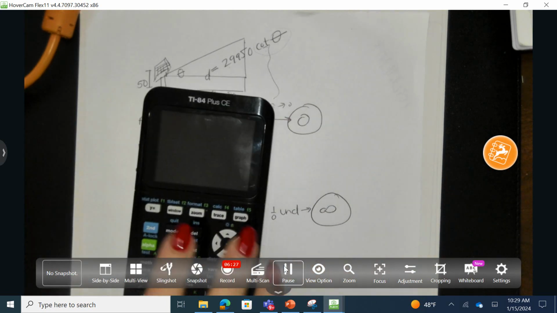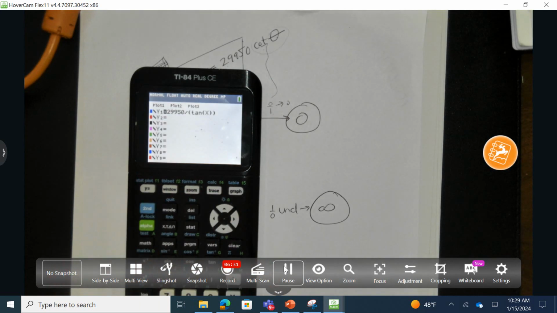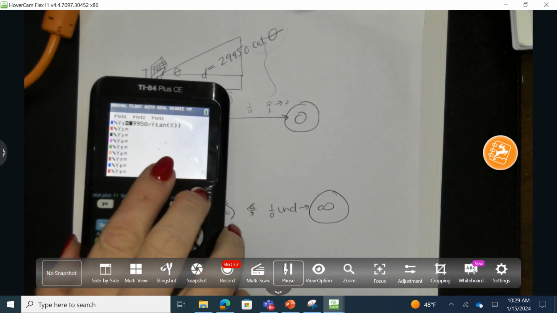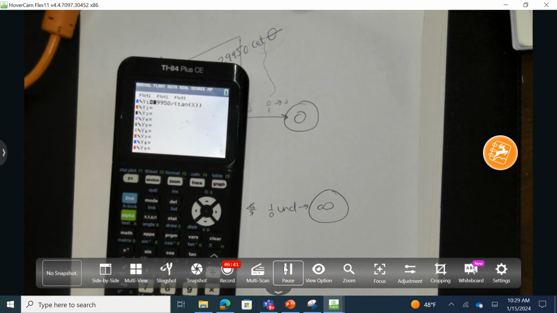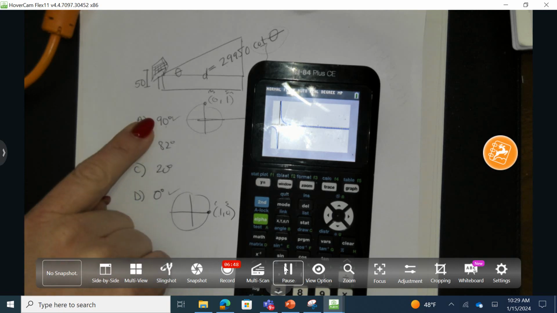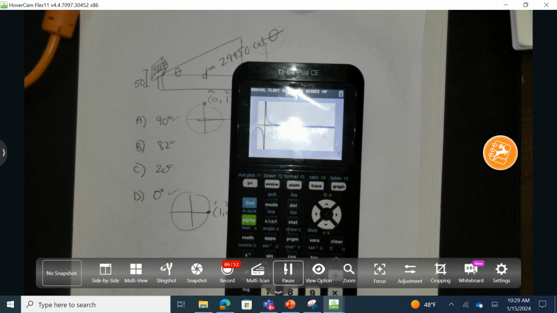Now, I went ahead and turned on my calculator, making sure I was in degrees. I plug this in. So this is 1 over tangent, or 29,950. As long as tangent's on the bottom, it will represent the cotangent. So I graphed it. I made sure that my input values went a little bit past 90. In fact, I went out to 100, and then I did zoom fit. Now I've already taken care of A and D.